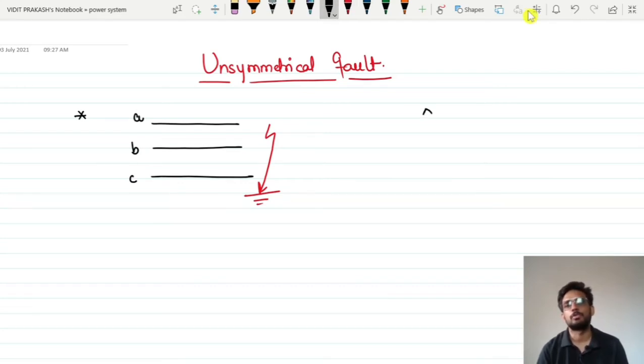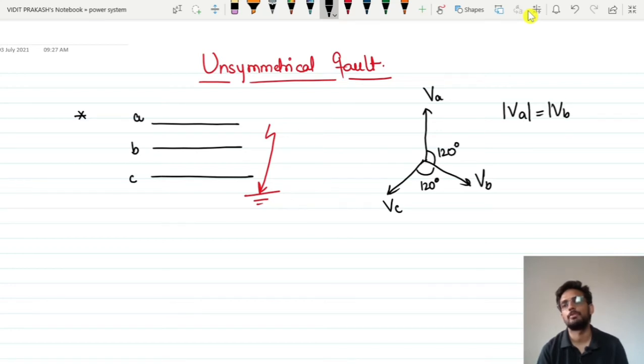Suppose before the fault your phase distribution was VA, VB and VC. Now the magnitude of VA will be equal to the magnitude of VB, which is equal to the magnitude of VC. If a fault occurs in all three phases, suppose all three phases got short circuited with ground, then the voltage across all three phases will be equal to 0. In case of a symmetrical fault, the magnitude of voltage will be equal to 0.